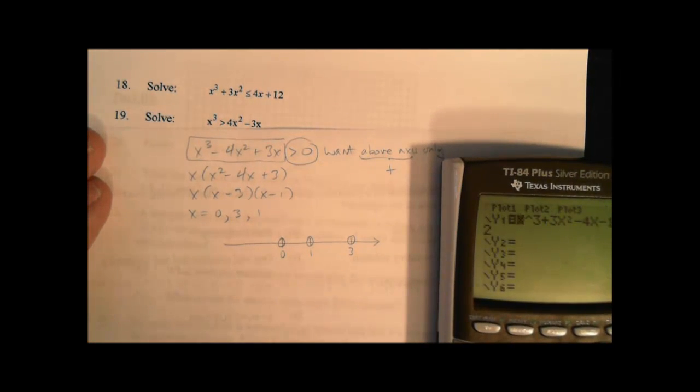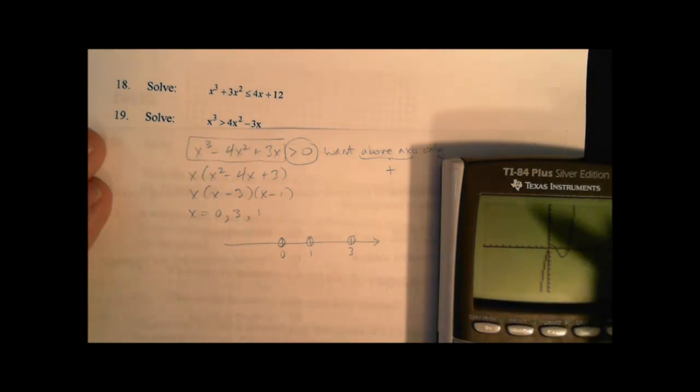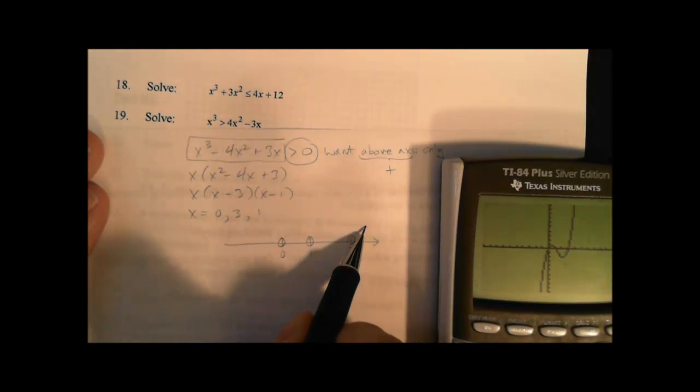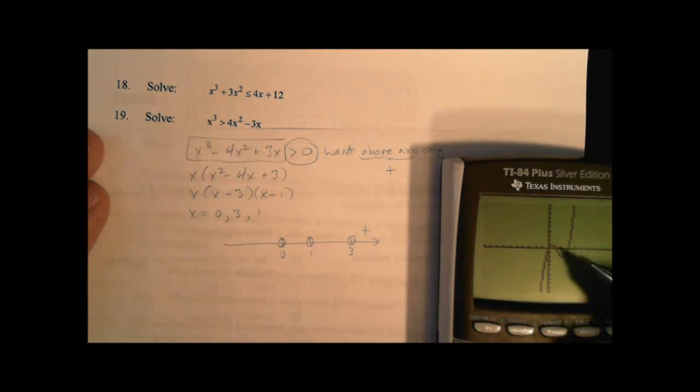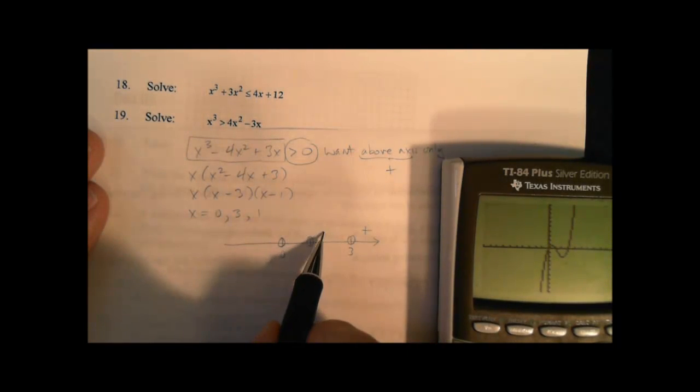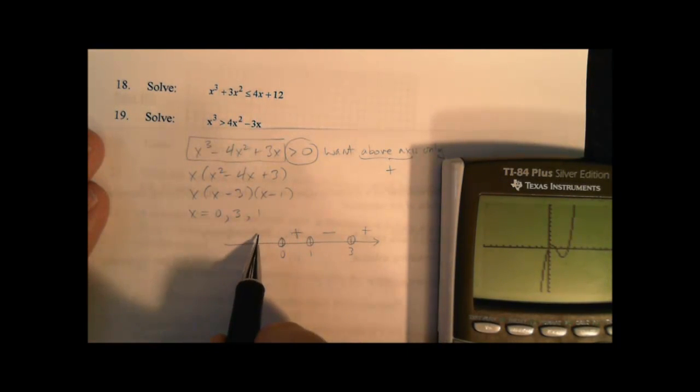And again, you could do this more or less on this, and there are ways. I'll go ahead and type this function in. It's x cubed minus 4x squared plus 3x, zoom, 6, standard window. And we're seeing, okay, I see below the axis, a little bit above, below, above. So it is above the axis to the right of 3. And again, there's 3, there's 1, and there's 0. And it's below the axis, then it's above the axis, then it's below the axis.